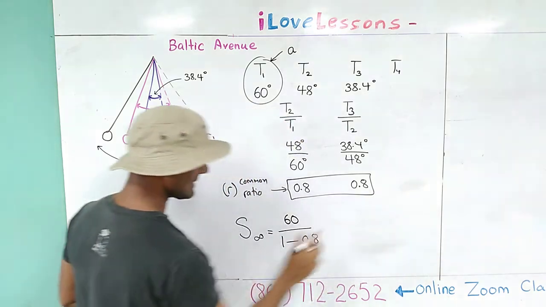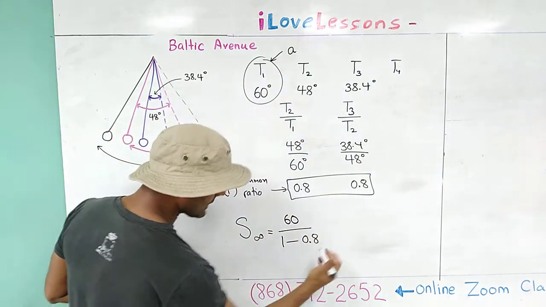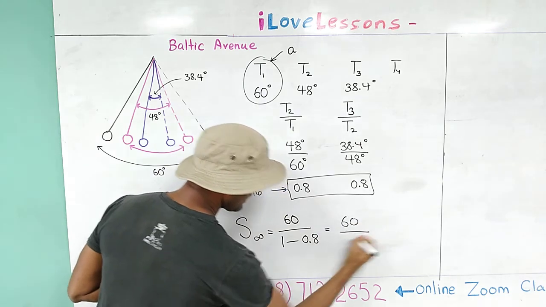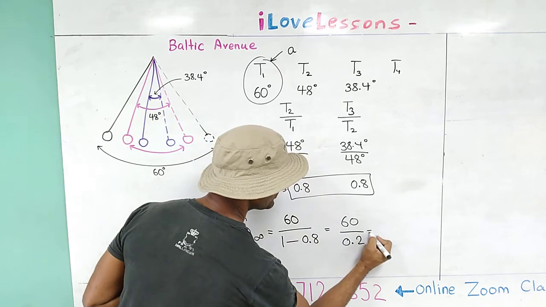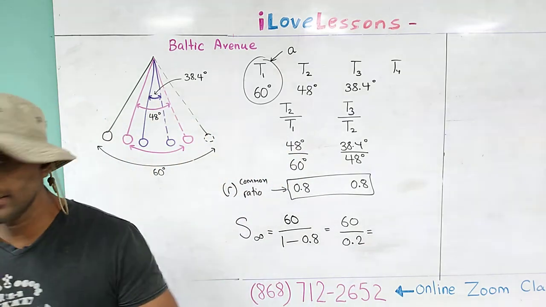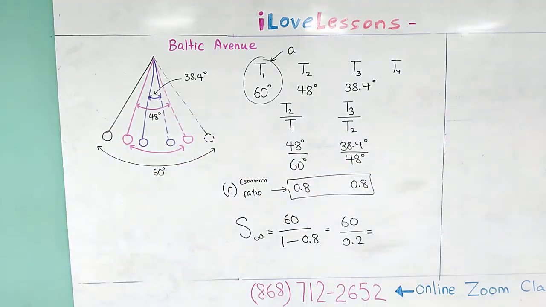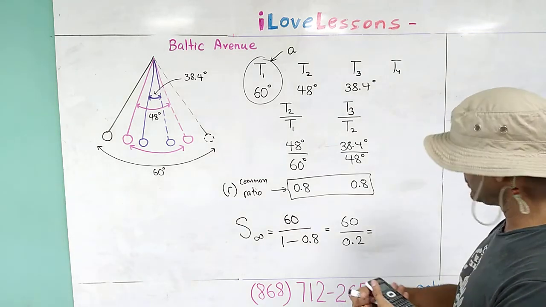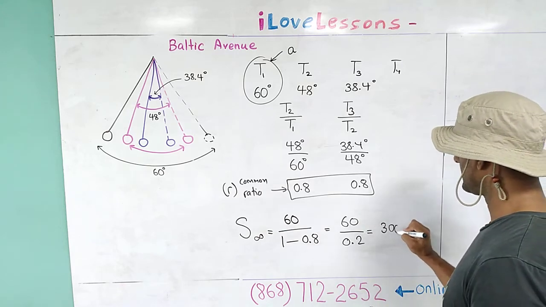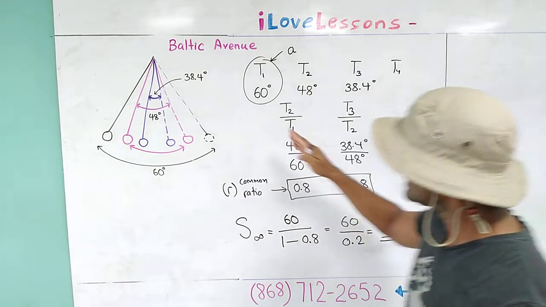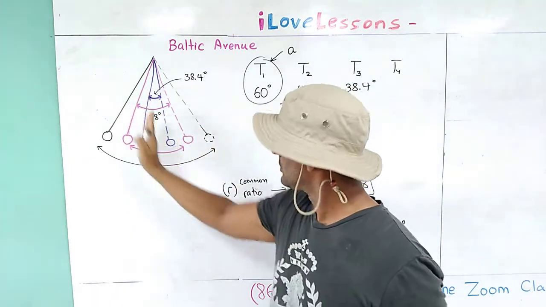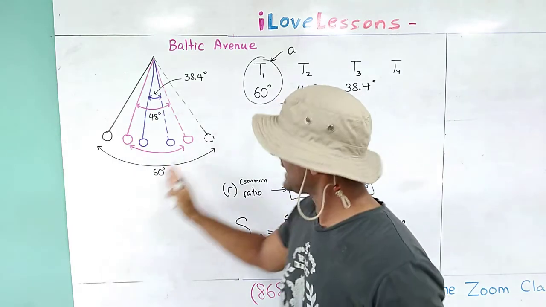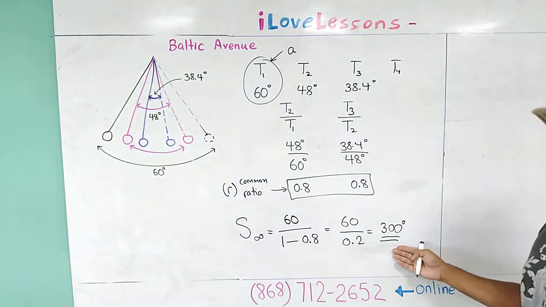Let's work this out, guys. 60 divided by 1 minus 0.8. I think I can do part of this in my head. 1 minus 0.8 is 0.2. So, let's get my calculator there. 60 divided by 0.2 is 300 degrees. And that's our final answer. So the total amount of degrees this will go through from beginning to end will be 300 degrees.